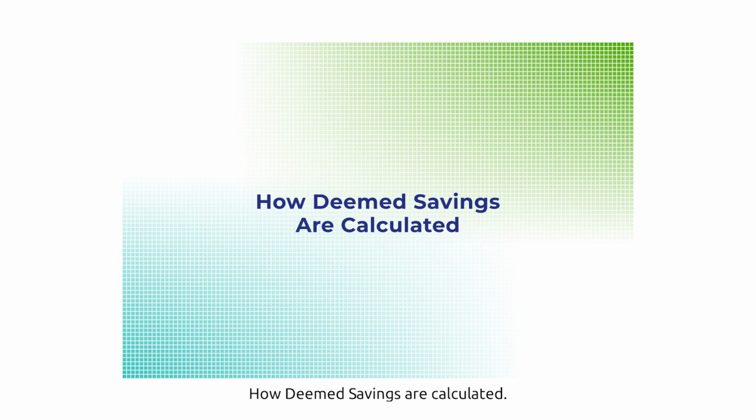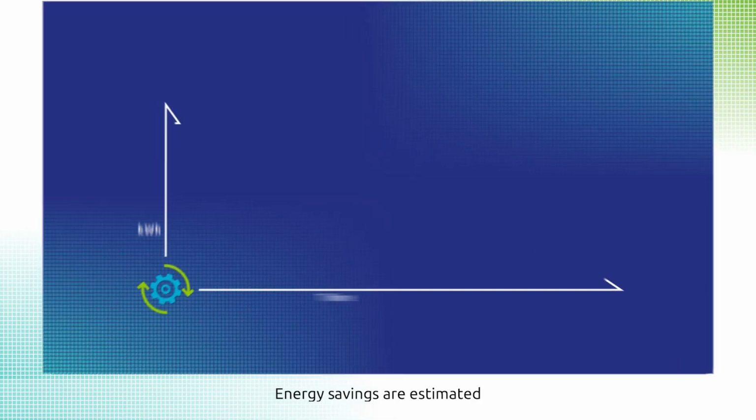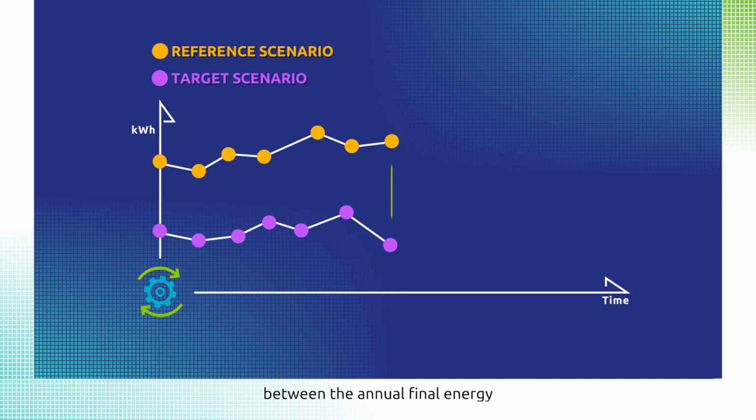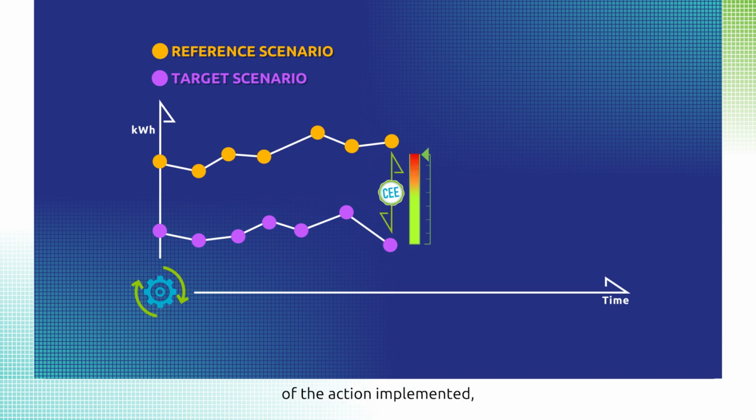How deemed savings are calculated. Energy savings are estimated as the difference between the annual final energy consumption in the reference scenario and that in the target scenario. The target scenario is the annual final energy consumption of the action implemented, which results in energy savings compared to the reference scenario.